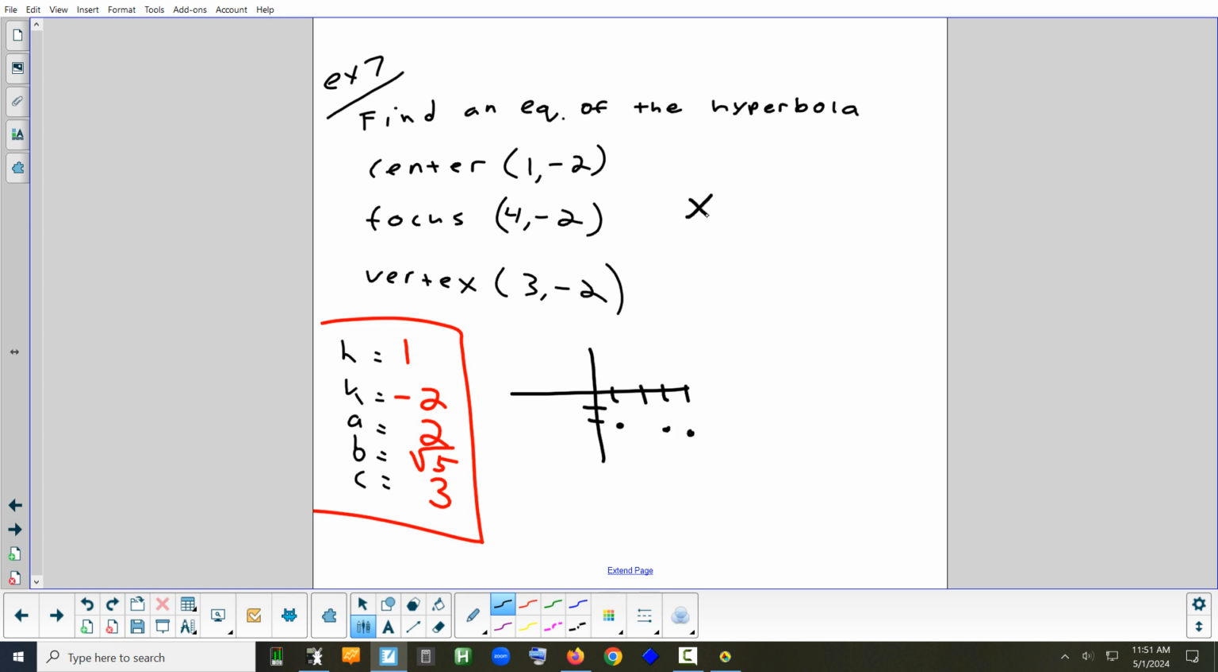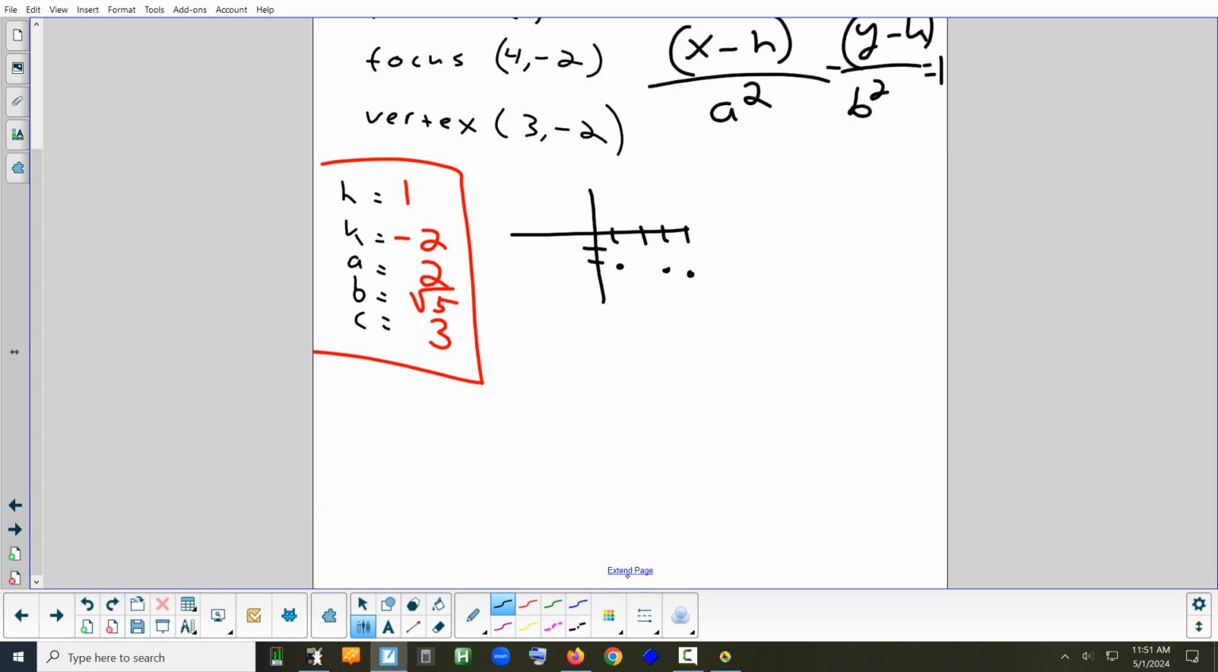X squared. Yep. And what letter always gets paired with the X when we shift? Not A. What letter gets paired in parentheses with the X? Yep, H. So the X minus H go together. The denominator will be the A squared. And then we're going to have minus what letter gets paired with the Y? That's the K, over B squared. And that equals 1.